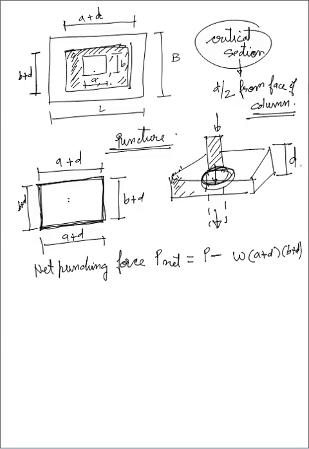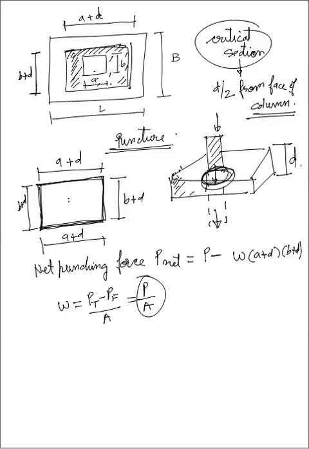So basically this is your area. Force upon area, we know small w. What was small w? It was (Pt minus Pf) by A, so basically it was P by A only. Small w was P by A. So here P net is equal to capital P minus w into (a plus d) into (b plus d).